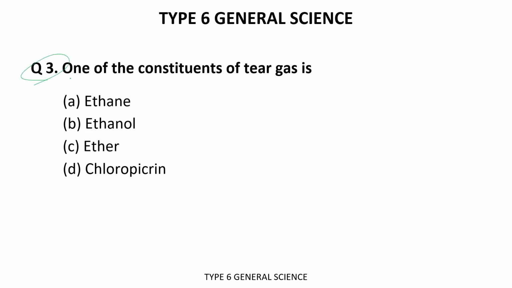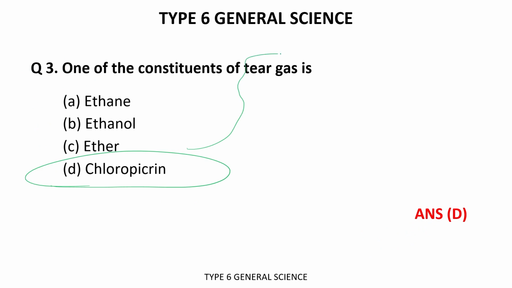Third question we have: one of the constituents of tear gas is ethane, ethanol, ether, chloropicrin. So students, it is a one word question answer. 15 seconds you have to think and answer. Your time starts now. Time's up. Chloropicrin is basically used in tear gas and it is the irritant particle which generally affects the eyes.